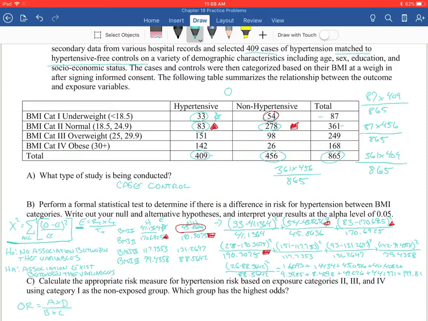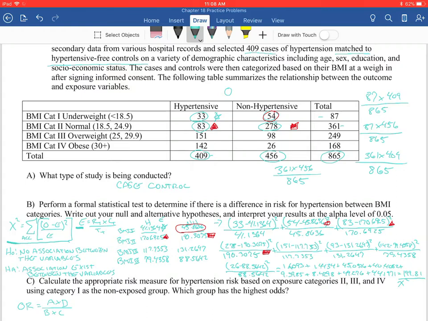When you get back to your sums, if you take 33 minus 41.1364, squared, divided by 41.1364, you'll get a value of 1.6093. You add up every value you get here. When you sum them all up, you're going to get a total of 199.81, and this is your chi-squared value.